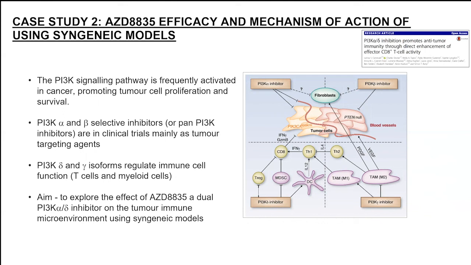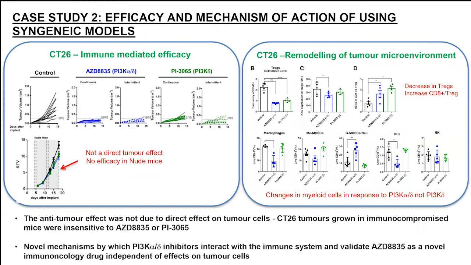So we know that some of these PI3 isoforms can impact immune cell function. So what we were trying to do was actually take this molecule and almost revisit the mechanism using syngeneic models. So exploring the effect of 8835, which inhibits alpha and delta PI3 kinase, on the tumour immune microenvironment using syngeneic models. So if we look at the box on the left-hand side, we took CT26, which is a syngeneic model. So it's a murine cell line that's grown in an immune competent animal.